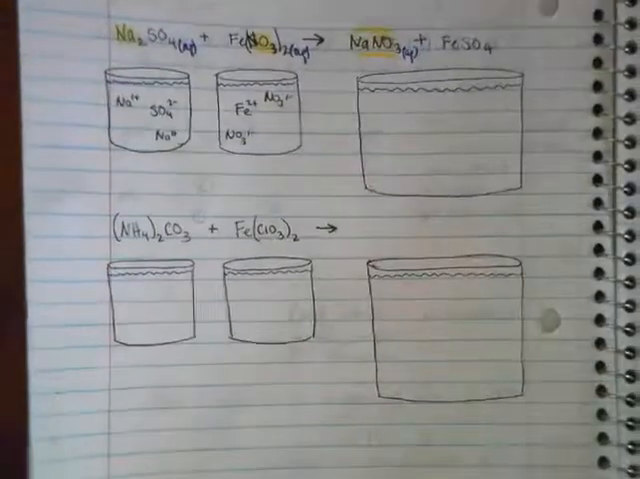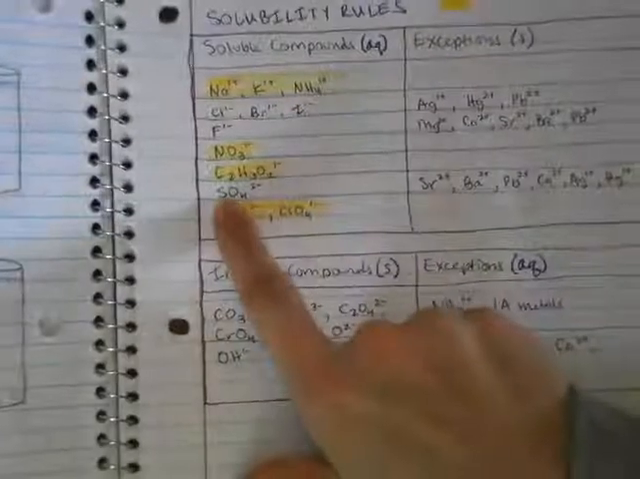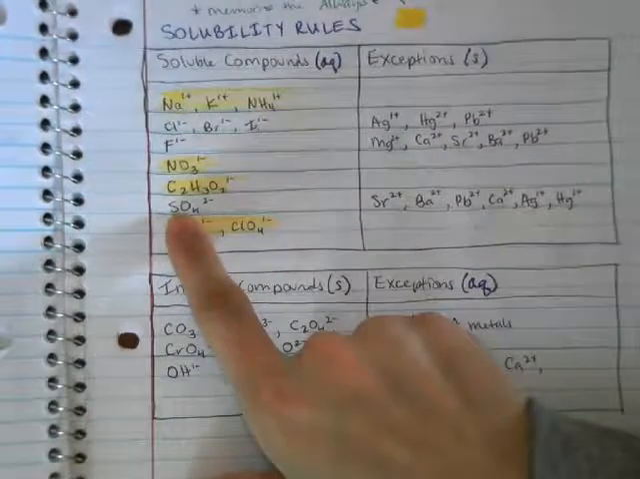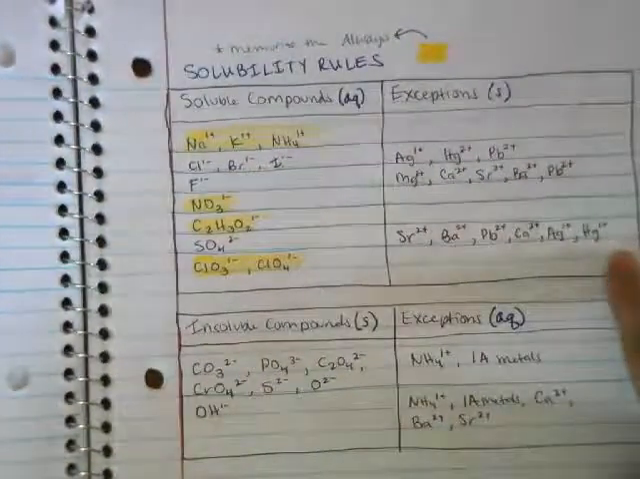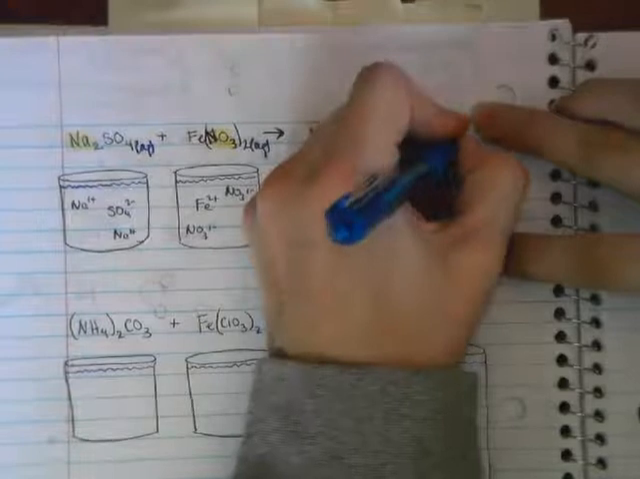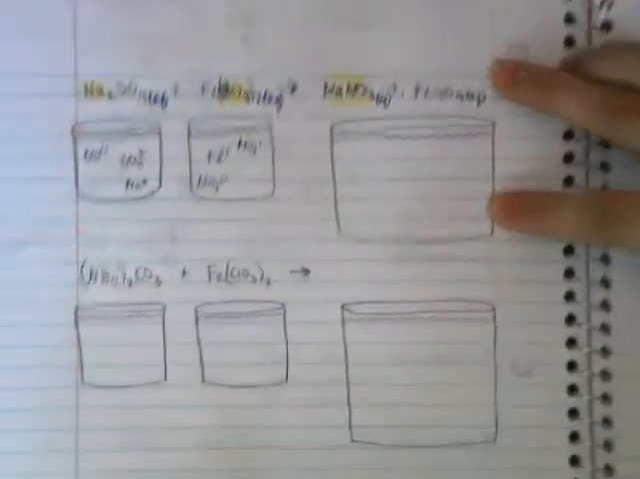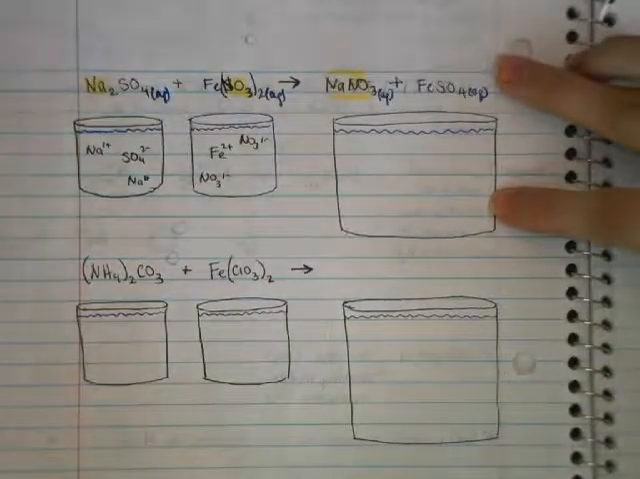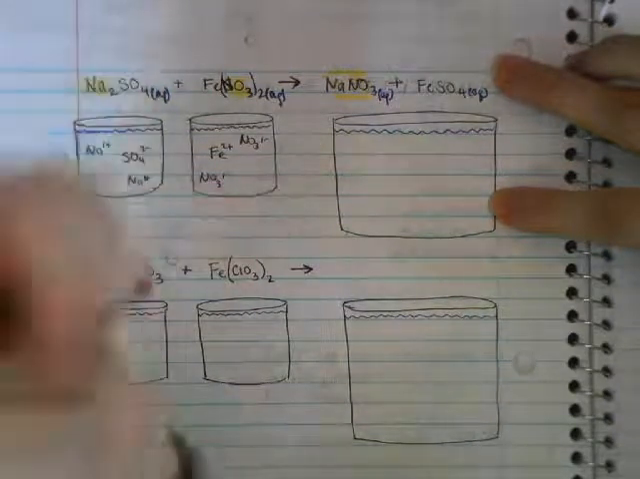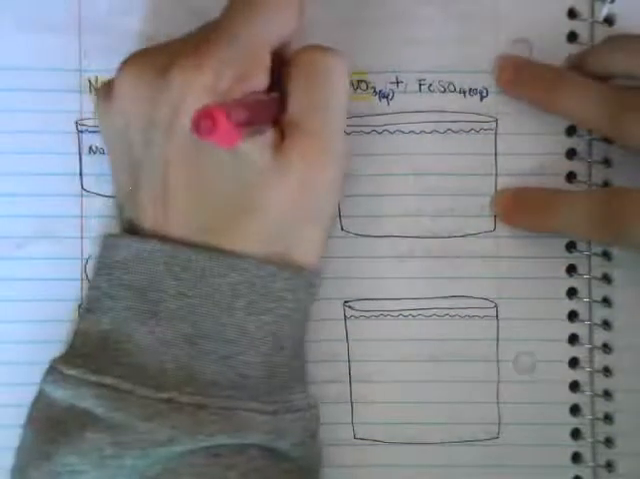alwayses are there. So over here I see that sulfates most of the time are aqueous. I want to make sure that iron is not an exception to that rule. Look over here. Do I see iron in my list? No, I do not. So this is also going to be aqueous. Okay. Of course we can go back and balance this reaction, which luckily just requires a 2 right here.